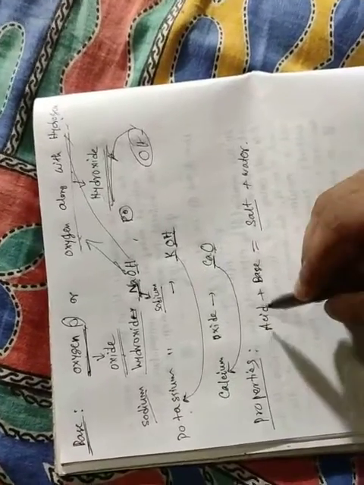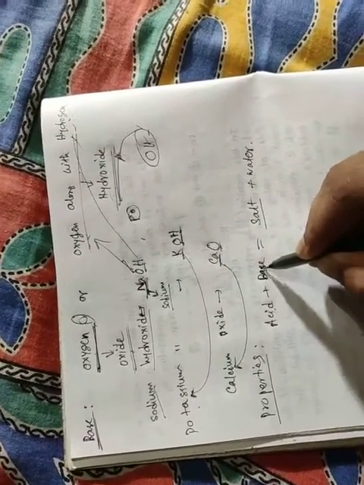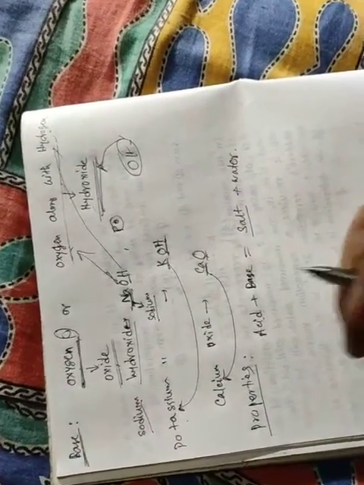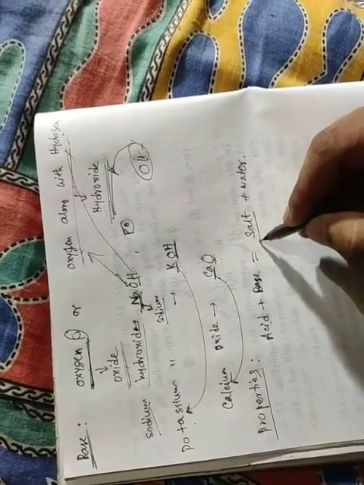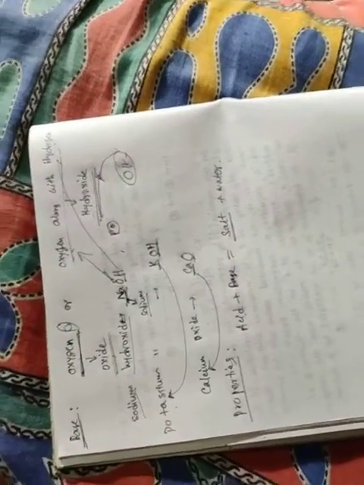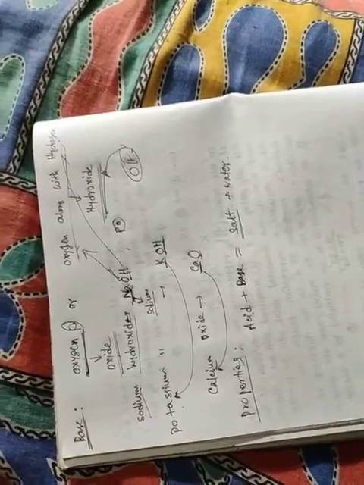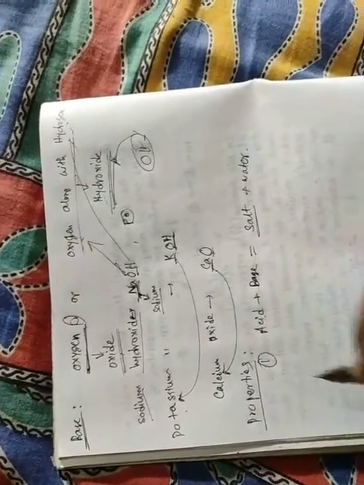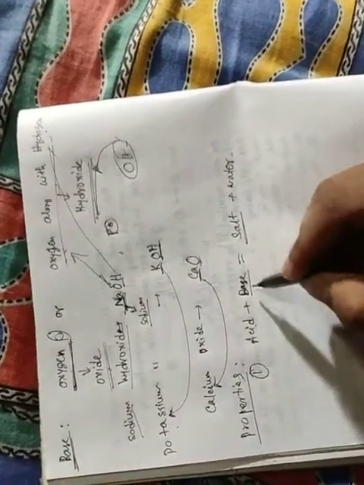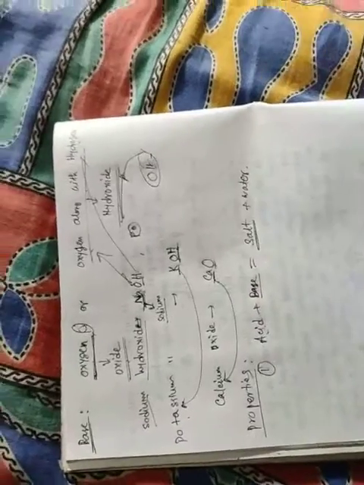What is salt? If acid and base are mixed, or with the reaction of acid and base, the product is salt. So there is the definition of salt also. This is the first property of base also: if it reacts with acid, then it gives salt and water.